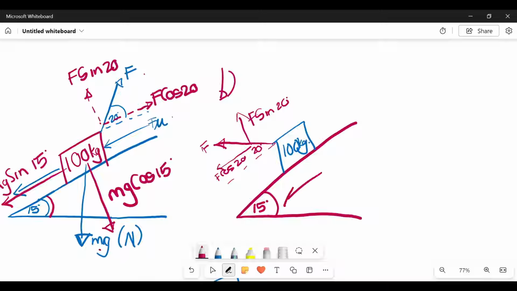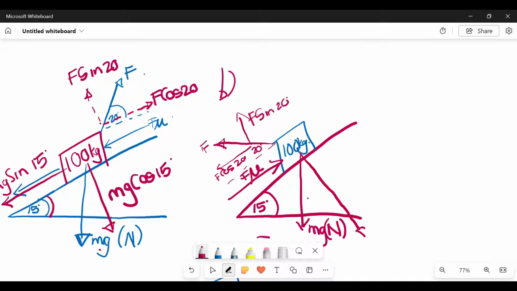And because it's trying to move the body in that direction, it means your frictional force will be in the opposite direction, right? But we're not done expressing the forces. We need to show our gravitational pull, which goes perpendicular to the horizontal. That's your mg. And then perpendicular to your inclined surface, you have your mg cos 50.